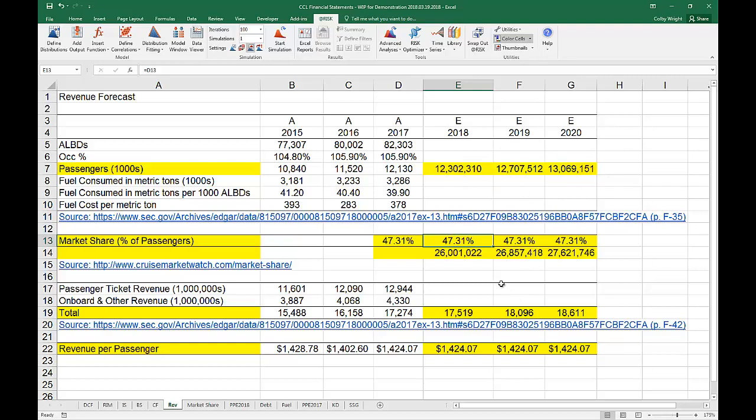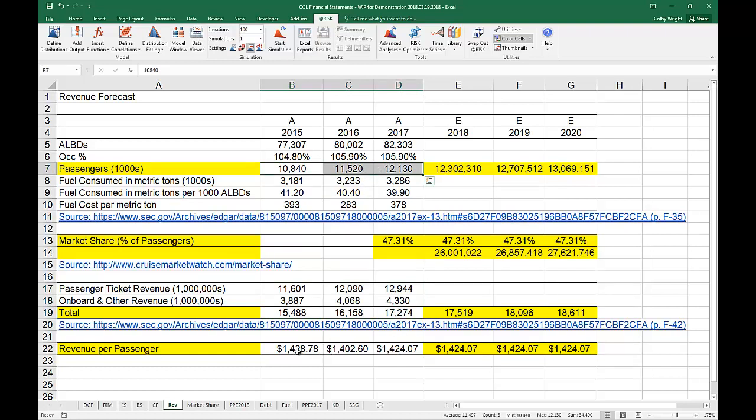The way that we did this is we went and got some industry forecasts for the number of passengers in the global cruise industry. It also had market share data for the most recent year. So if we assume a constant market share for Carnival Cruise Lines, we use those global forecasts for cruise passengers, then we can get a forecast for Carnival Cruise Lines passengers. And then using historical data in the 10K in terms of passenger ticket revenue and onboard and other revenue, and how many passengers they actually carried. Again, this is all coming from the MD&A section of the 10K.